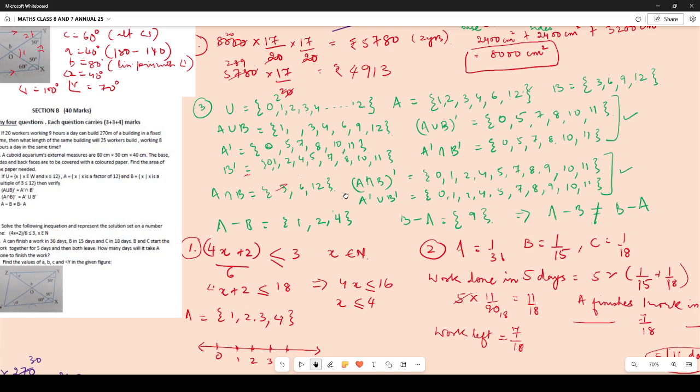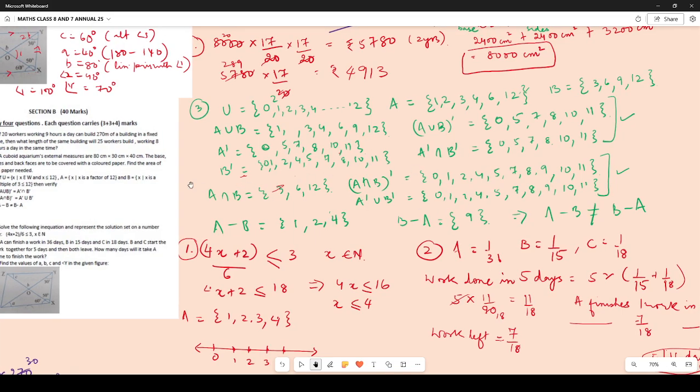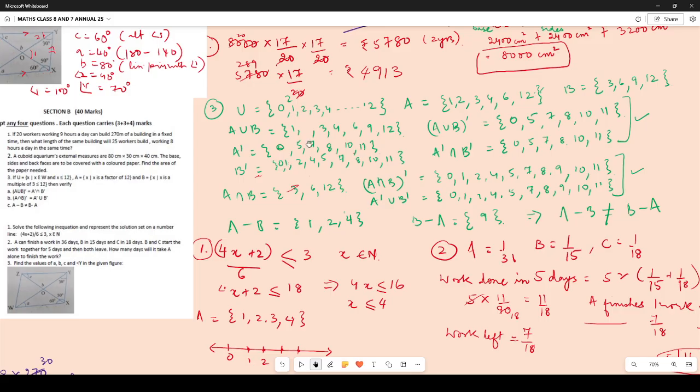So all these are given over here. So let us take this up. Universal set is made up of whole numbers. Elements belong to whole numbers and they are less than equal to 12. So 0 to 12 we have for universal set. A is a factor of 12, right? So 1, 2, 3, 4, 6, 12. B is a multiple of 3 and is less than equal to 12. So 3, 6, 9, 12, right? That is how we get A and B.